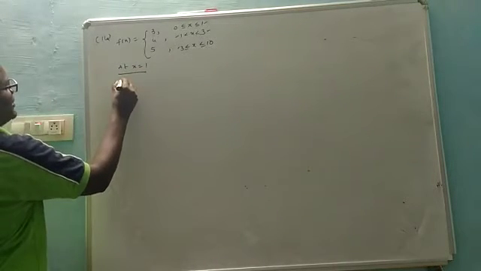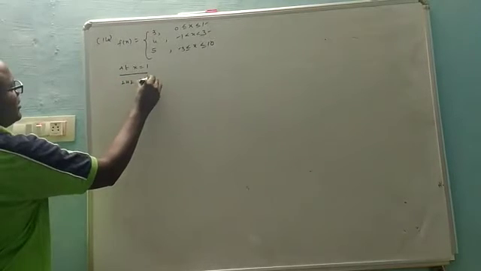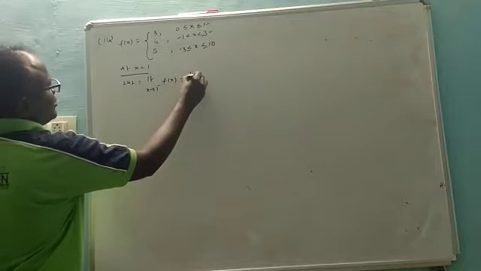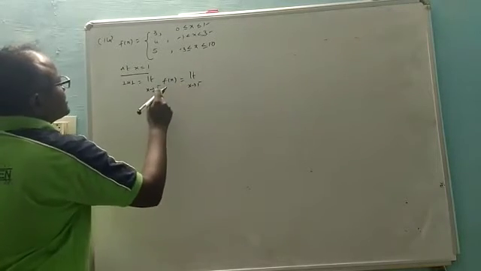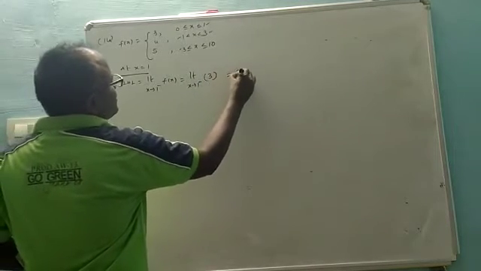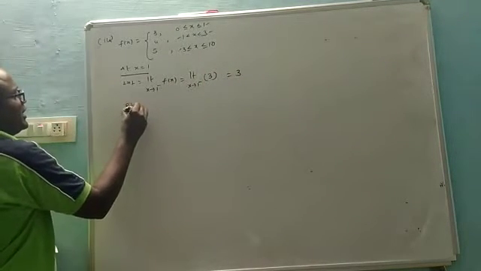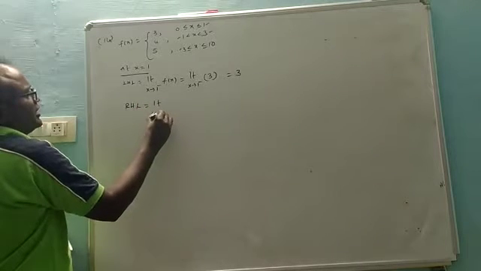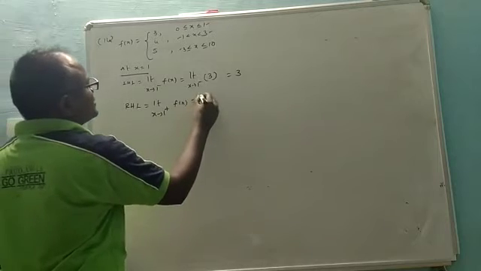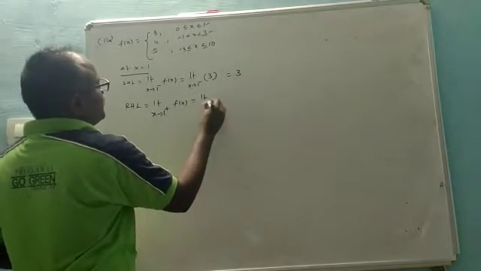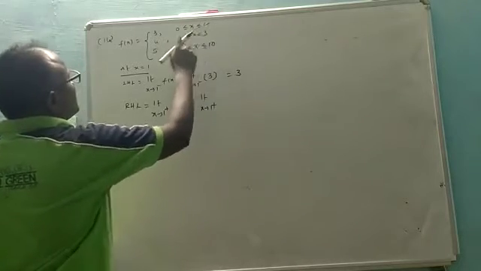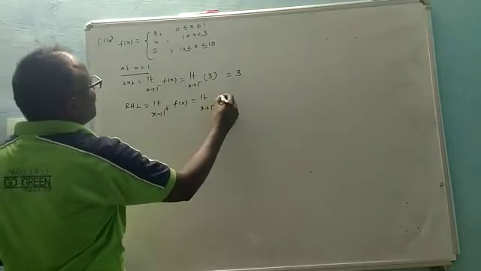What about left hand limit? Left hand limit is equal to limit x tends to 1 minus f of x. Limit x tends to 1 minus means less than 1, and less than 1 means 3. Okay, so 3. What about right hand limit? Right hand limit is equal to limit x tends to 1 plus f of x. So 1 plus means greater than 1, and greater than 1 means that the value is 4.